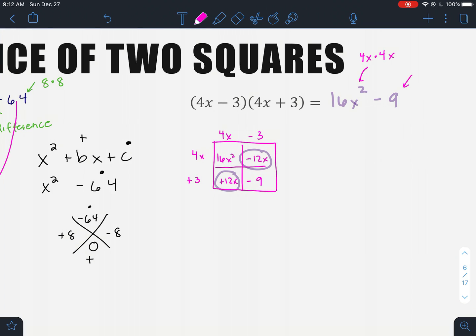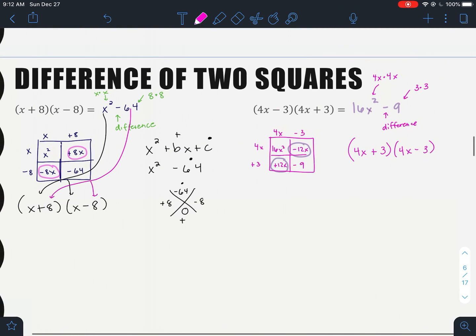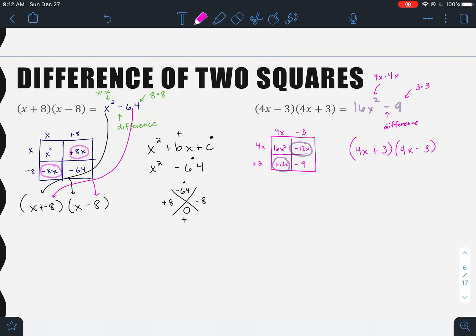And again, this is a difference of two squares because 16x squared is 4x times 4x, and 9 is 3 times 3. And it's a difference because you're subtracting them. And so, to do a difference of two squares, 16x squared is 4x times 4x, and 9 is 3 times 3. And then you add and subtract to get the negative 9. So it'll be 4x plus 3 times 4x minus 3. And that's how a difference of two squares works.